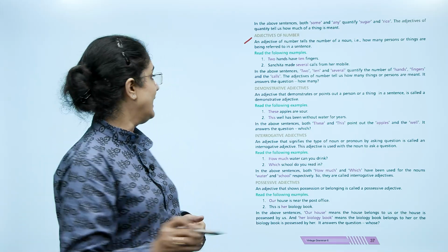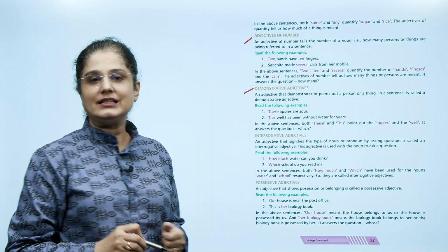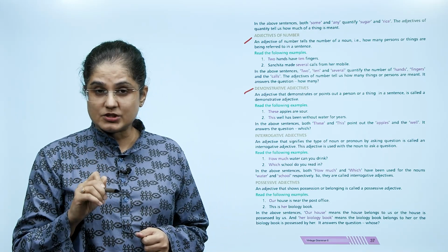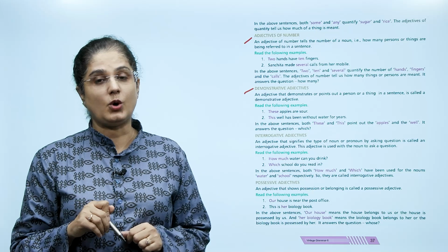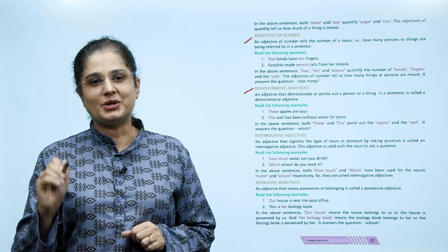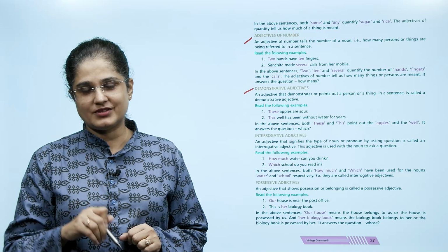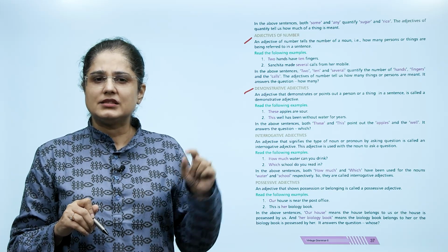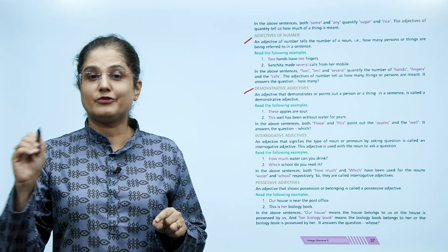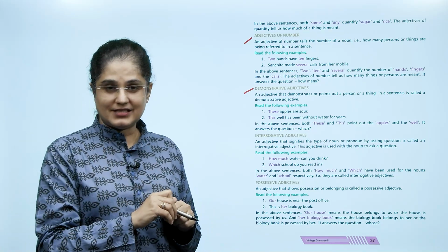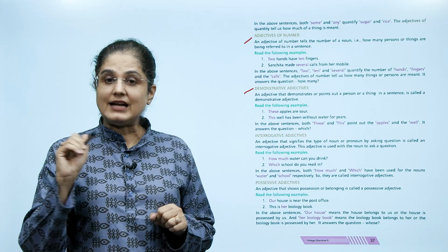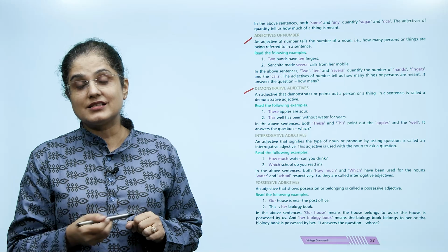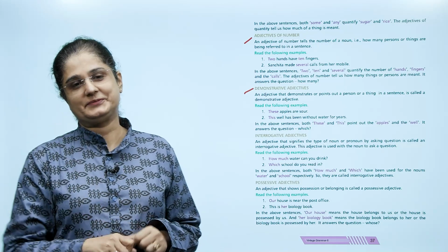Let us now look at demonstrative adjectives. An adjective that demonstrates or points out a person or a thing in a sentence is called a demonstrative adjective. For example, these apples are sour. This well has been without water for years. Now in these sentences, both these and this point out the apples and the well. So it answers the question which.